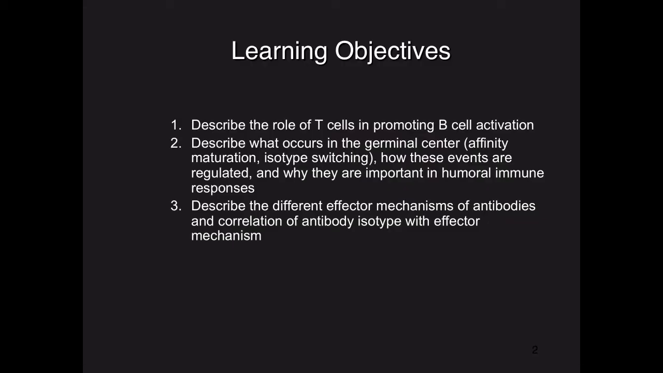So the learning objectives for this lecture are to describe the role of T cells in promoting B cell activation and antibody production, to describe what occurs in the germinal center, including affinity maturation and isotype switching, and how these events are regulated and why they are important in humoral immune responses. And finally, to describe the different effector mechanisms of antibody and correlate the antibody isotype with the effector mechanism.